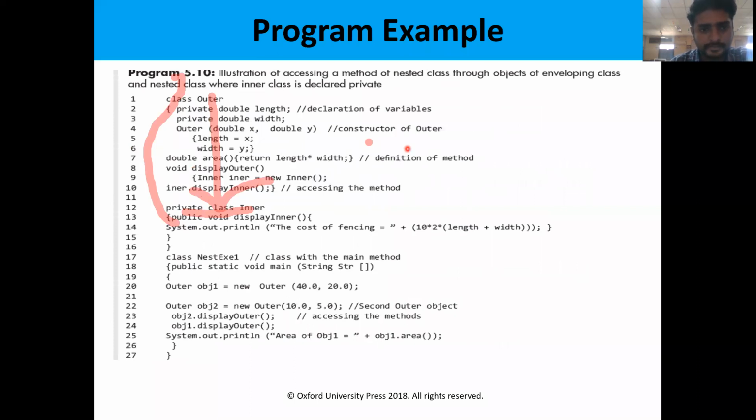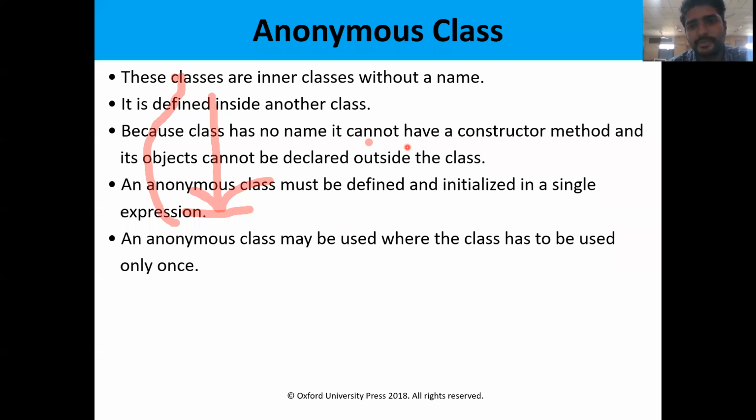Next one. So he's giving some examples. Next one, anonymous class. Anonymous class means the class has no name. These classes are inner classes without a name. So anonymous classes are also nested classes. The class consists of another class, but the class doesn't have a name. That type of classes are called anonymous classes.